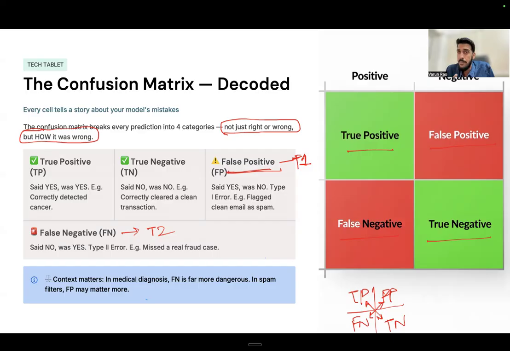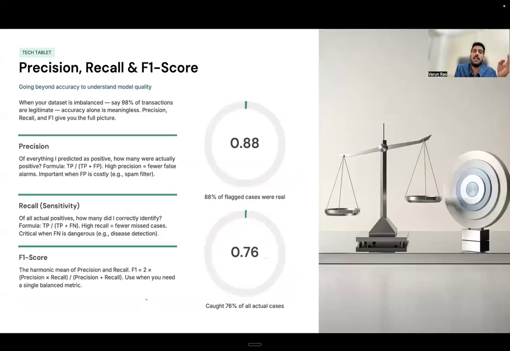Now, please remember, if you're working on data science, then the context of importance changes in every domain. For example, in medical diagnosis, false negative is more dangerous. If you are in IT, then probably false positive is more dangerous. So it depends on the context, where you're working and what you need to do, to be able to give the right answer.